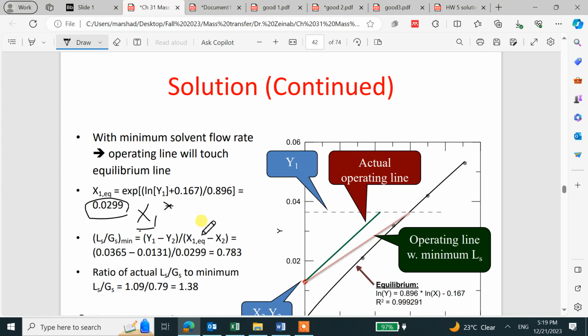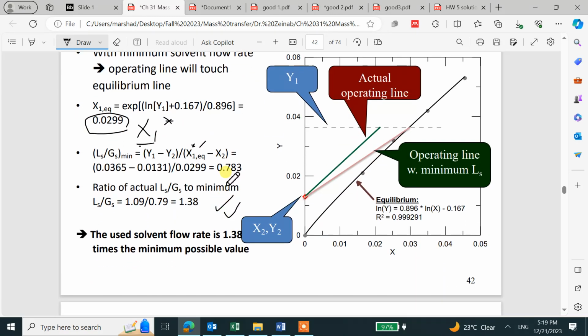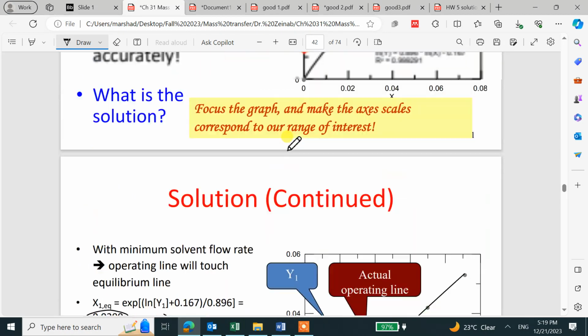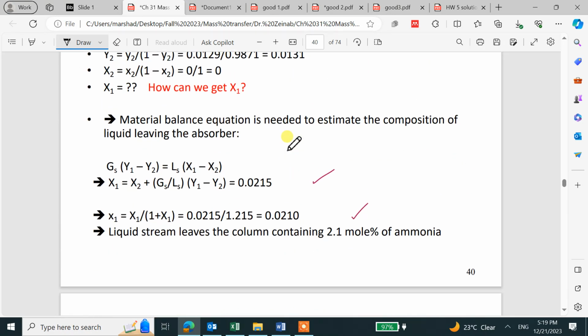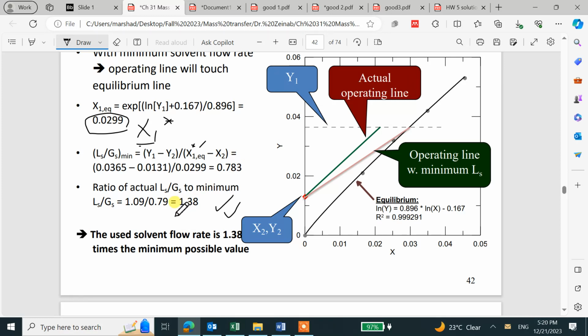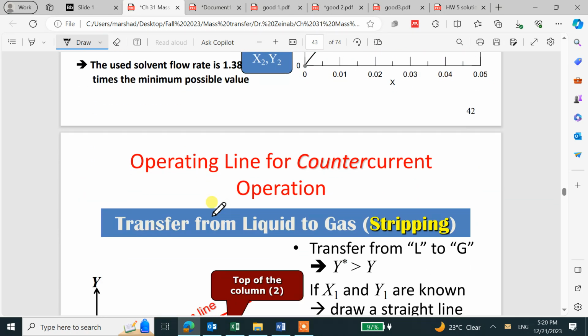So in this case, this is the equilibrium. You put this X star in, and that gives LS over GS. So you get the minimum flow rate by this, and then you can design. In this case the ratio will be 1.38. So you get the minimum, then as a chemical engineer you design it to like 1.5 times, 1.4 times the minimum LS. So the minimum ratio of this is 1.38. So this is fine.